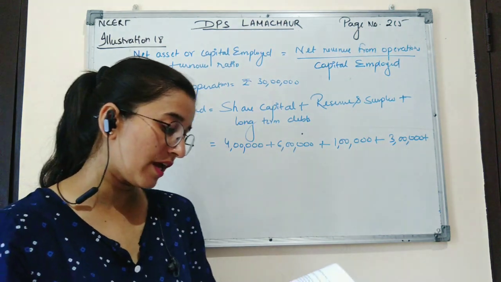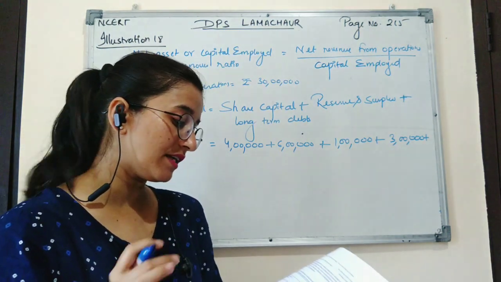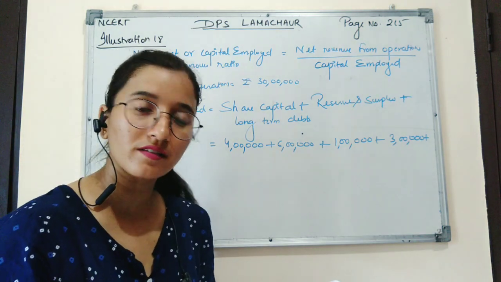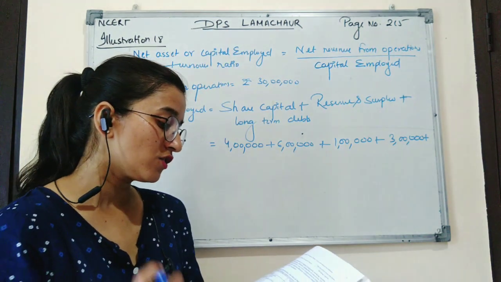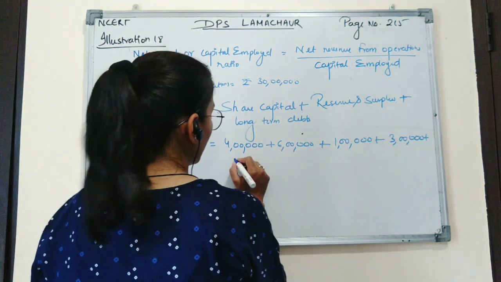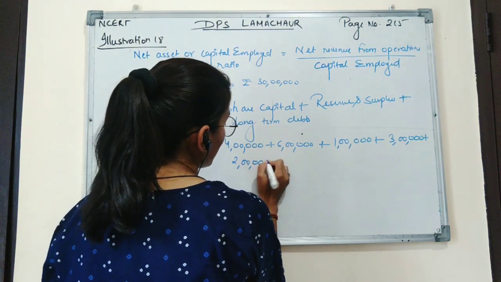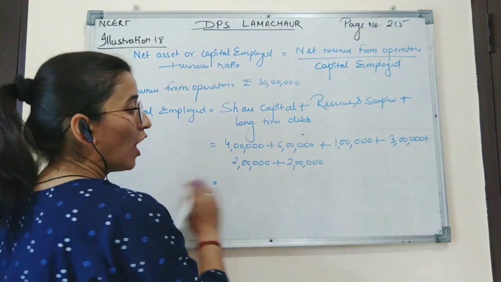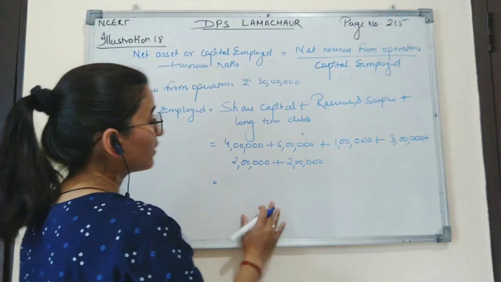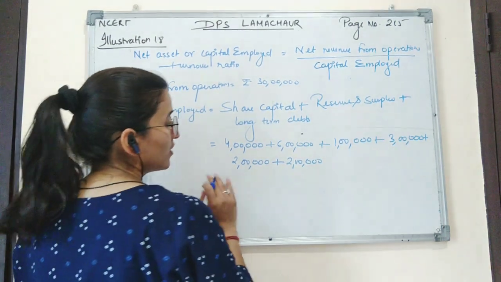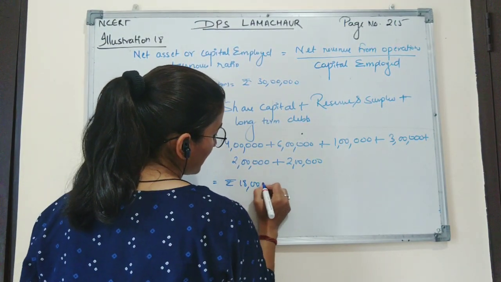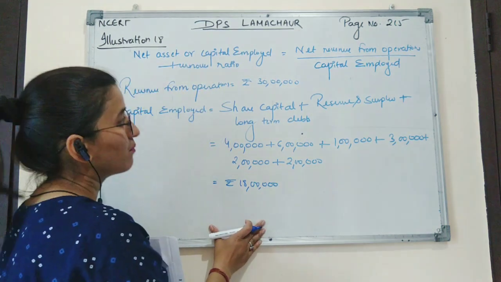Next is long-term debts. So 15% debenture is considered as long-term debts and 14% loan will also be considered as long-term debts. So we'll add this amount. Debentures amount is 2 lakh rupees and bank loan amount is 2 lakh rupees. Now we will add all these amounts to get the amount of capital employed. So by adding all this amount, we get rupees 18 lakh as capital employed.